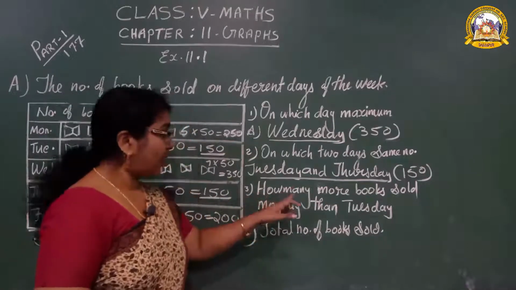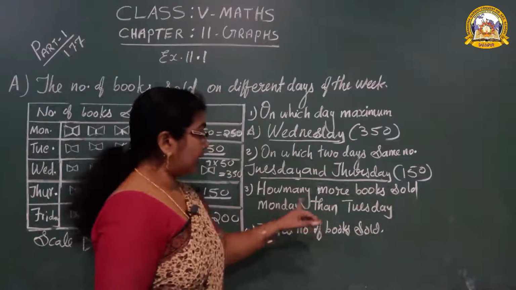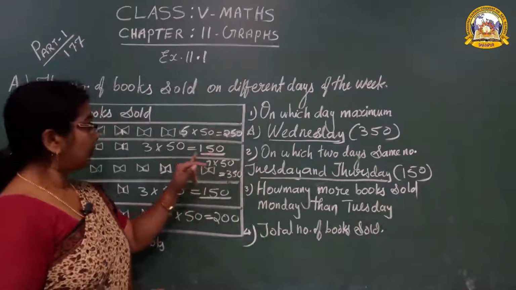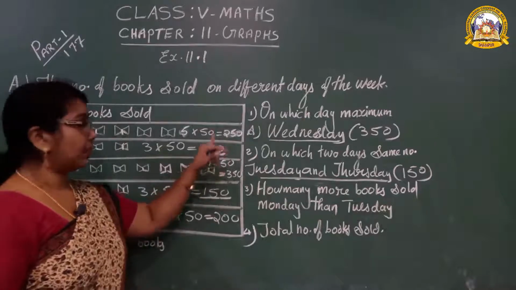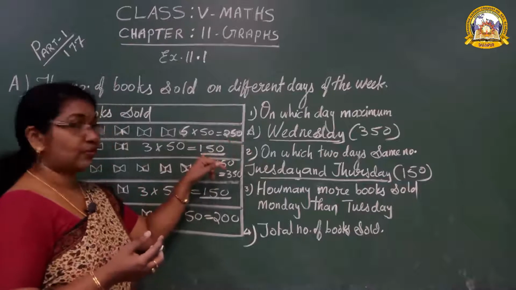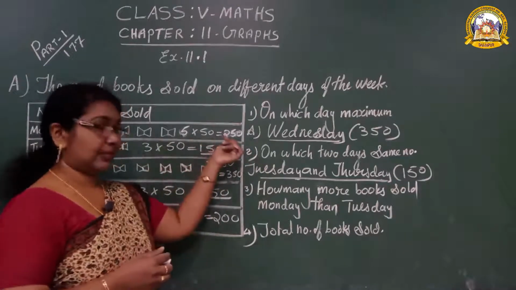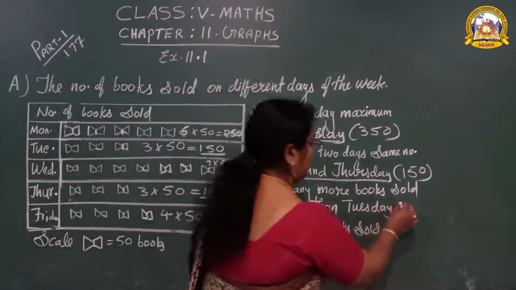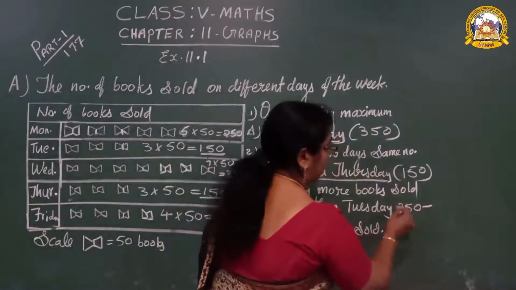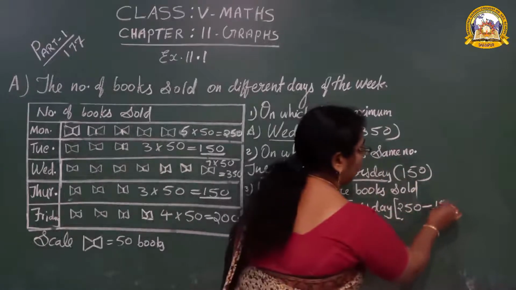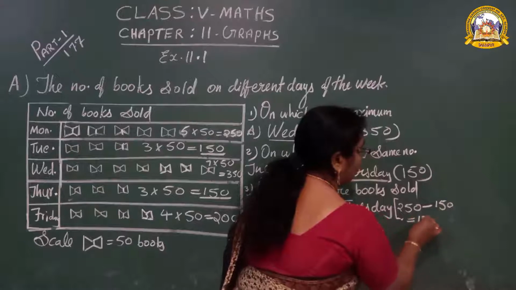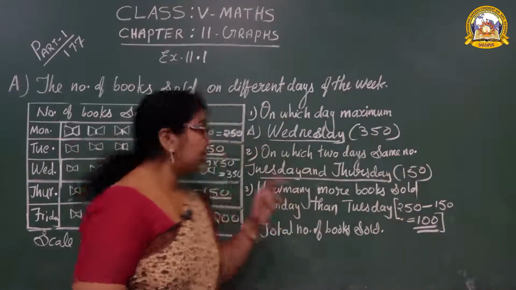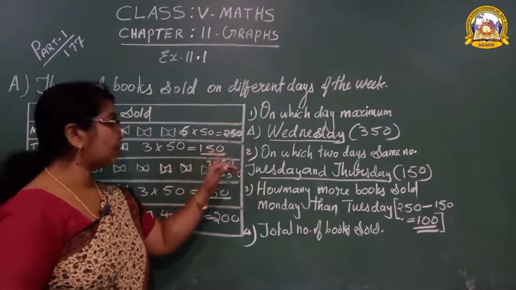Now see the third question. How many more books were sold on Monday than Tuesday? Monday, how many books were sold? 250. And Tuesday 150. On which day were more books sold? Monday. How many more books? How to find out? You should subtract both. Then the third answer: 250 minus 150 is equal to 100. How many more books sold on Monday? 100. How did you get 100? Both we have to subtract. Monday 250 and Tuesday 150.